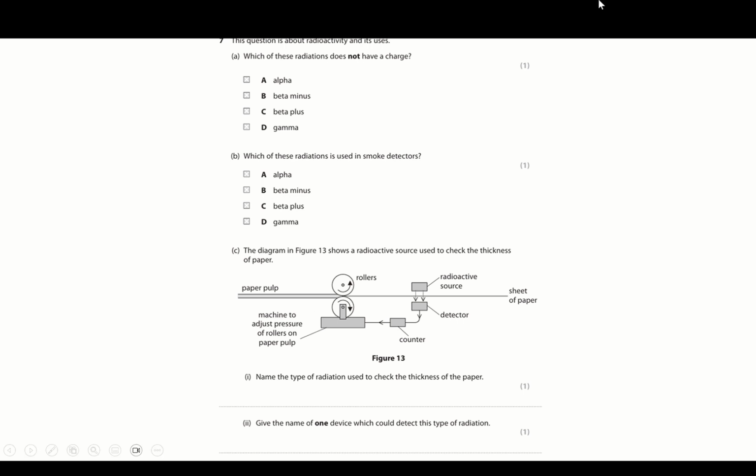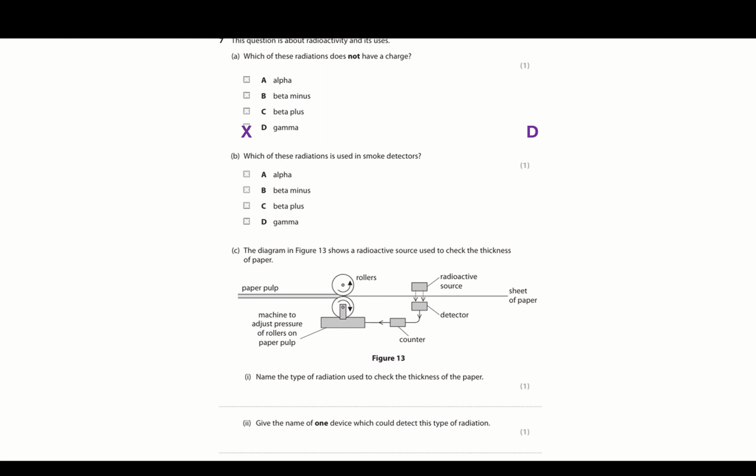Okay, question 7, really common questions now about radioactivity. So this question is about radioactivity and its uses. Which of these radiations does not have a charge? Alpha's positive, beta minus, it tells you it's got a charge. Beta plus tells you it's got a charge. So the one is gamma, that is light from when the nucleus reshuffles itself.